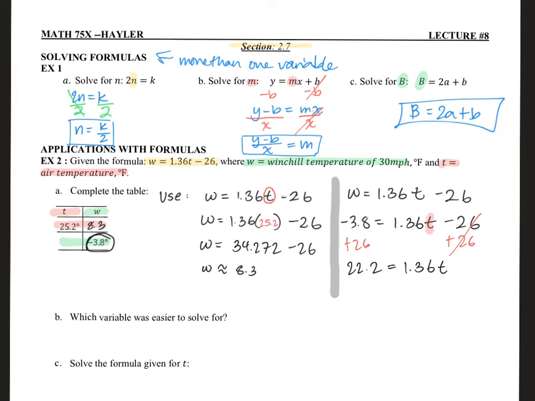Now, we want to get T by itself, and what is keeping T from being by itself? Well, it's that 1.36. We'll divide both sides by 1.36. Which is a long repeating value. So we're going to go ahead and round off, as we did before, 16.3 approximately.